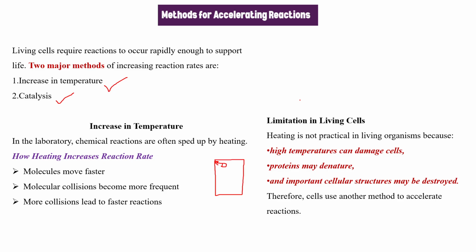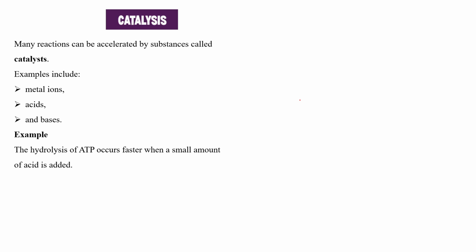Now, the cells will use another method in order to accelerate their reactions. If high temperature is not helping because it is damaging the cells, then we need a different alternative. That's when we introduce the enzymes, and the enzyme is related to catalysis. So many reactions can be accelerated by substances called catalysts. Catalysts can include metal ions, acids, and bases. All these things are inorganic catalysts. The organic catalysts are what we are referring to as the enzymes.